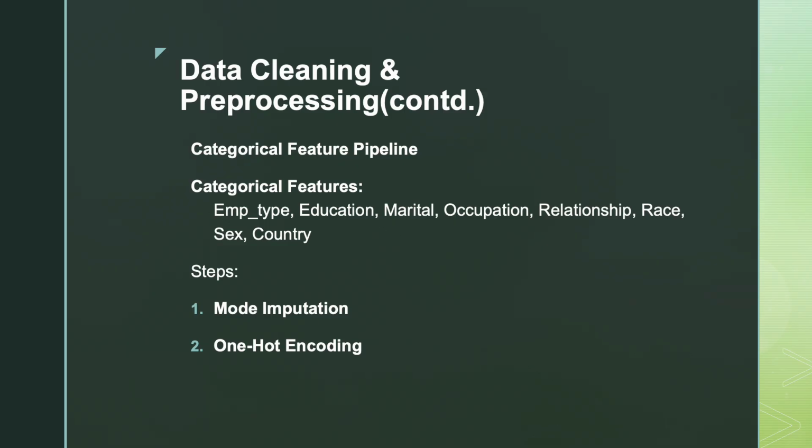All the categorical features like employment type, education, marital status, and occupation were one-hot encoded, and all the missing values were imputed with the mode. Similarly, in the numeric features, where values were missing, they were imputed with the median value.